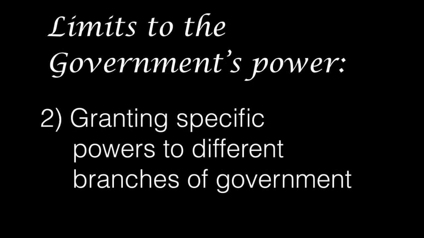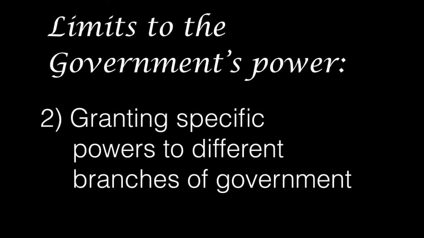A second way the Constitution limits the power of government is by outlining specific powers that each branch of government is going to have. Now, this may sound counterintuitive, the idea that you could limit power by granting power. But this is how the idea works.